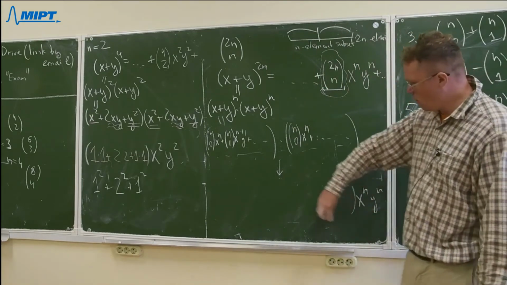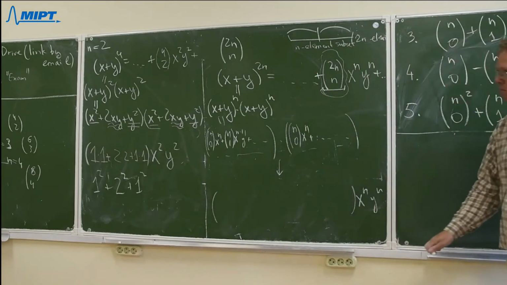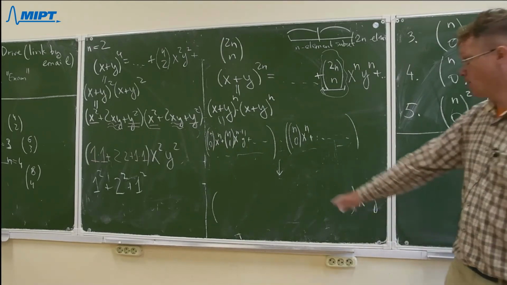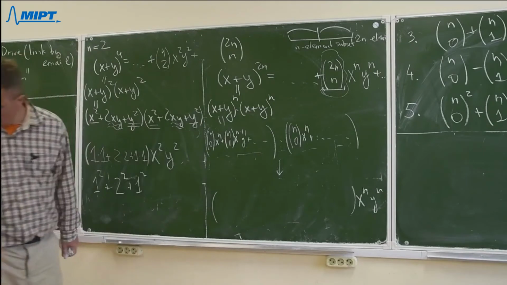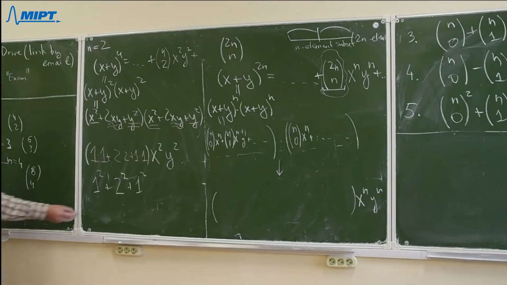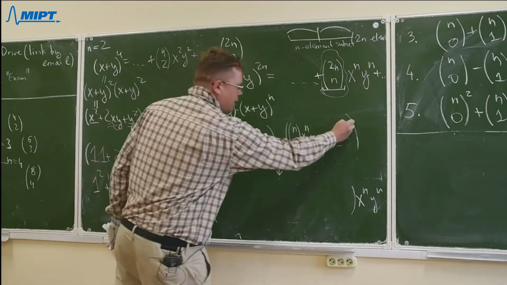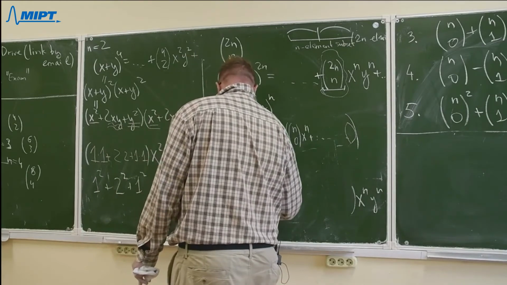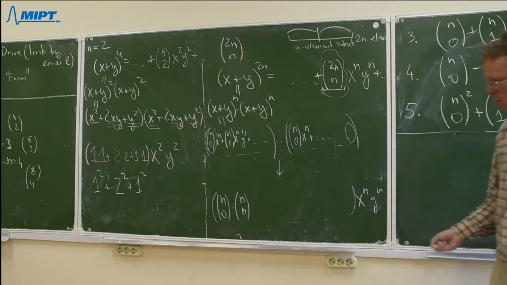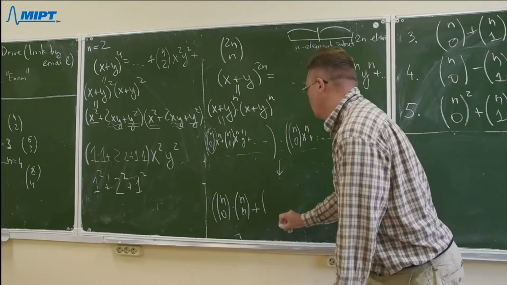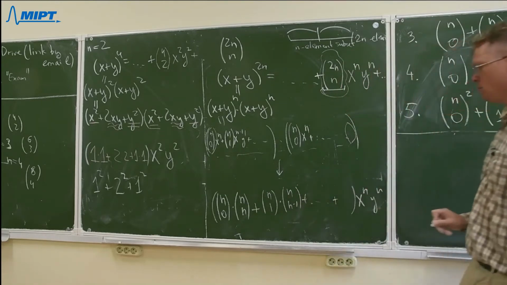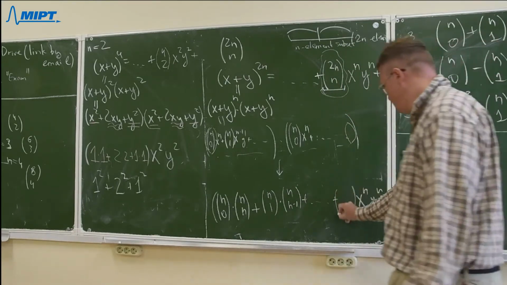Okay, so how can we get? Yes, in the first expression we will start from the beginning, but in the second one, from the end. Okay, yeah, so here we want to take this guy and this guy, yes? So we will have n choose 0 times n choose n, yes? Okay, the next will be n choose 1, n choose n minus 1, and so on. And the last one will be n choose n.